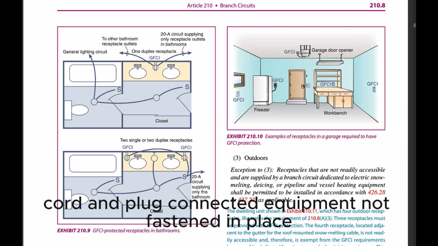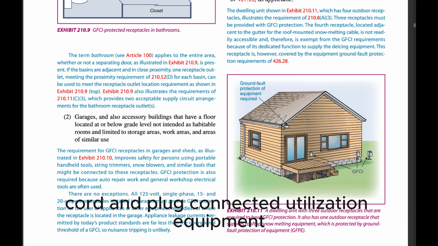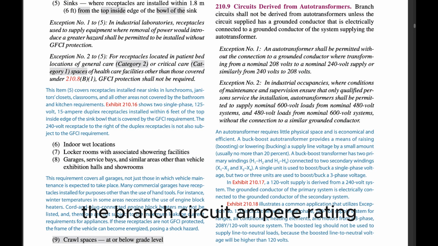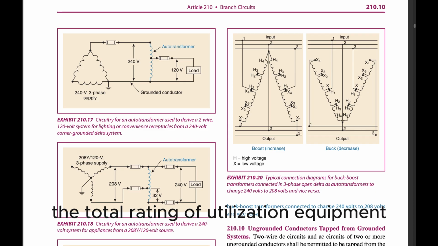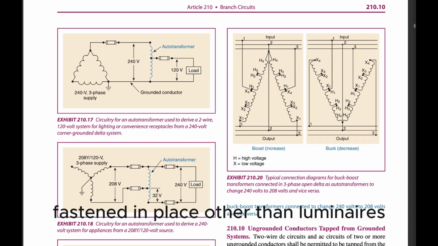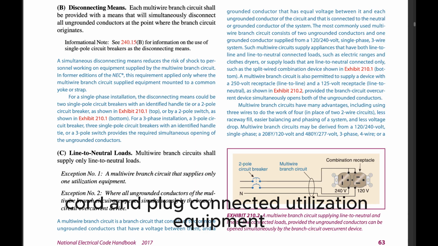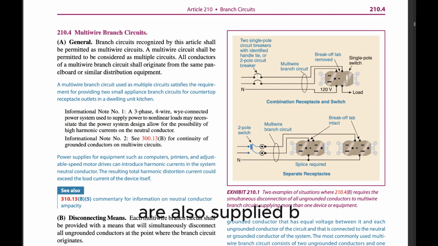1. Cord and plug connected equipment not fastened in place. The rating of any one cord and plug connected utilization equipment not fastened in place shall not exceed 80% of the branch circuit ampere rating. 2. Utilization equipment fastened in place. The total rating of utilization equipment fastened in place, other than luminaires, shall not exceed 50% of the branch circuit ampere rating where lighting units, cord and plug connected utilization equipment not fastened in place, or both, are also supplied.